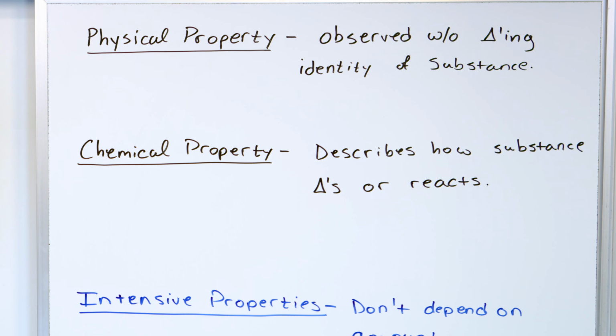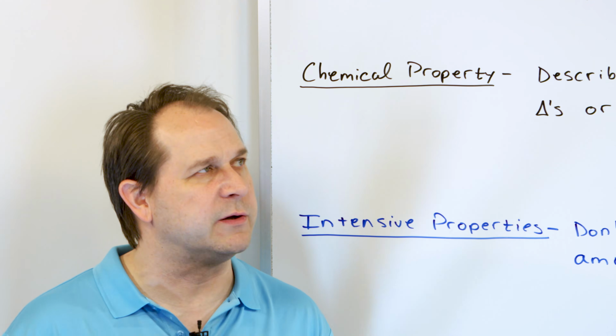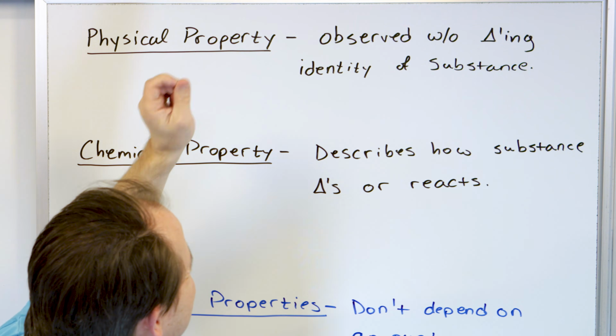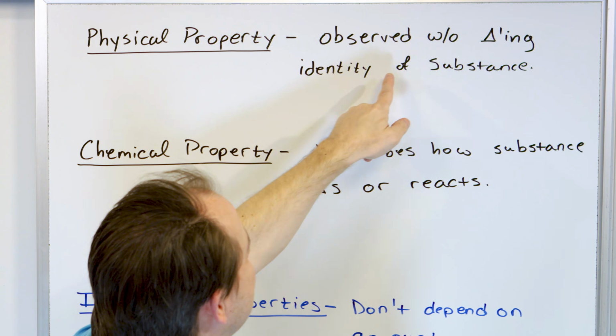Now we're going to talk about two different kinds of properties mostly. We have physical properties and chemical properties. They're fairly self-explanatory, but it's important for us to talk a little bit in detail about each one. A physical property is any property that's observed without changing the identity of a substance.